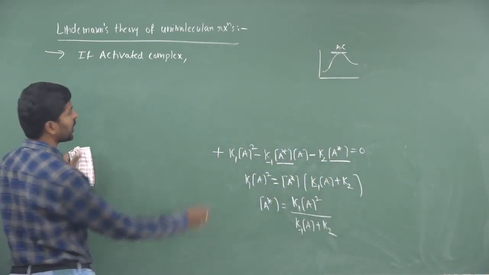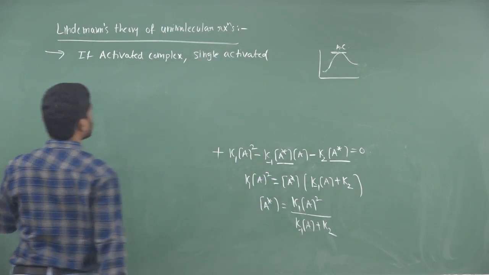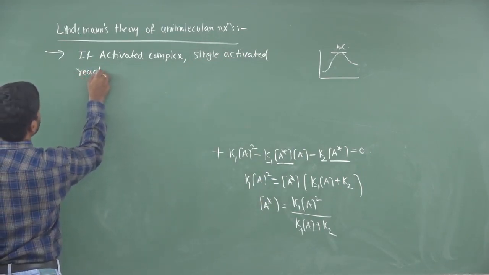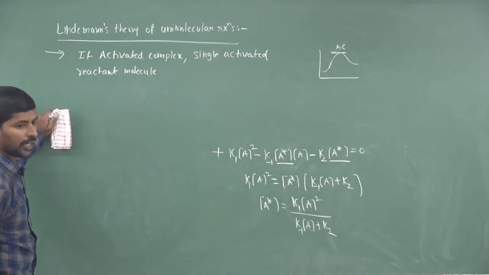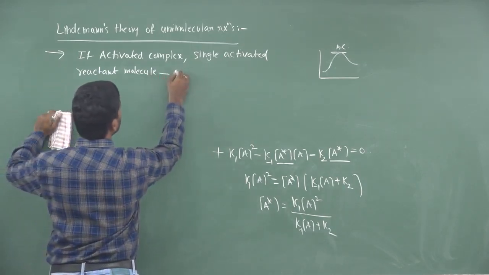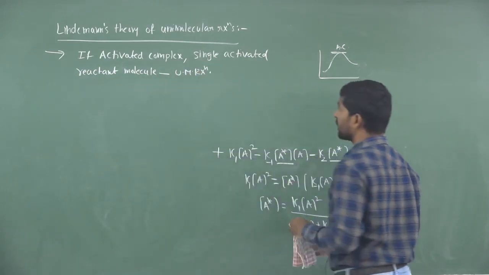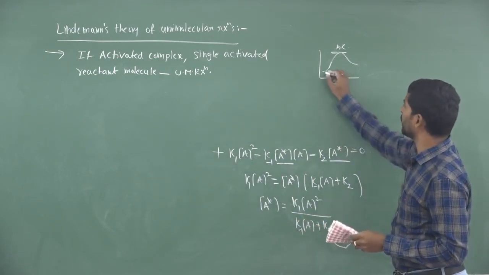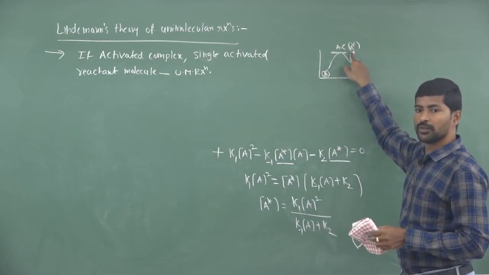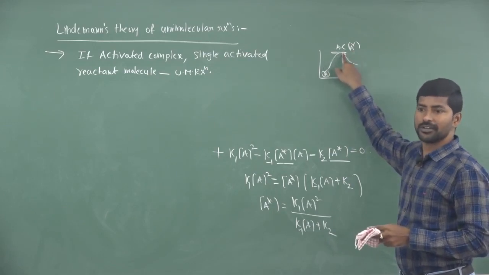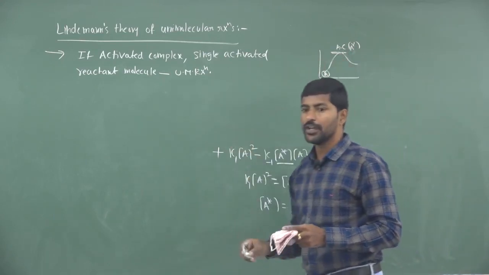If the activated complex contains a single activated reactant molecule, then it is called a unimolecular reaction. For example, we have A and A, and this is A star. This activated complex contains how many molecules? Only one activated molecule. So if the activated complex contains only a single activated molecule, that is called a unimolecular reaction.